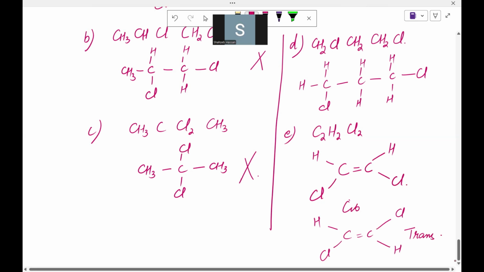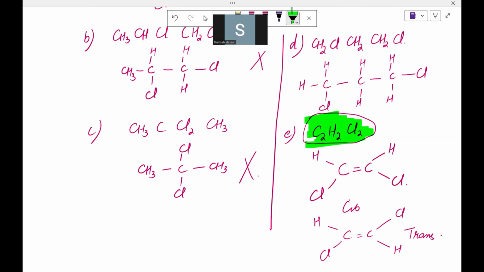Okay. So this example shows us that a cis-trans isomer must have a double bond, and it must have different groups on either side. Okay. Yes, Sultan. So this is all for today's lecture, and tomorrow we are going to start with the last type, which is optical isomer. Is that clear? Okay. Yes, sir.